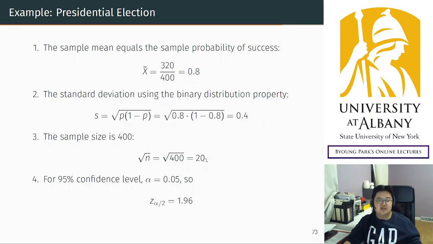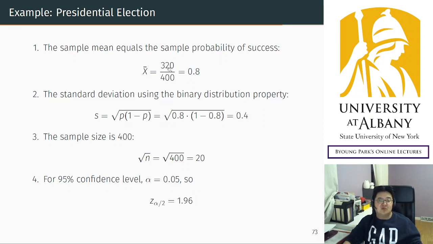And then the sample size, straightforward. Just in case, the square root of 400 is 20. And the 95% confidence level implies the top 2.5% value from the standard normal distribution, which is 1.96. Remember, plus minus 1.96 contains 95%. That's what we learned earlier.